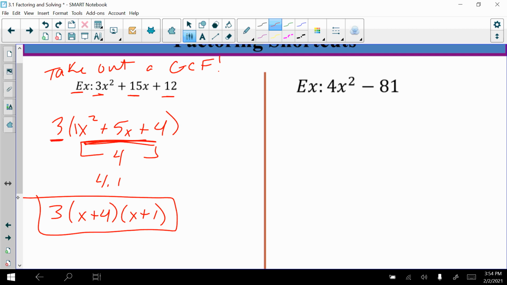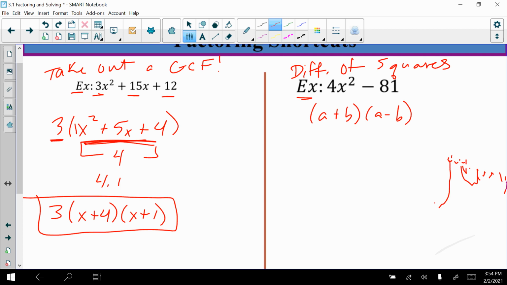Okay. And one last thing here to wrap up this video. This last example, 4x squared minus 81. This looks a little bit different because I'm missing a middle term. This is something that we call the difference of squares. When you have something like this, there's a simple equation that we can use to factor this. The equation looks like this: a plus b times a minus b. All we have to do is figure out what a and b are.